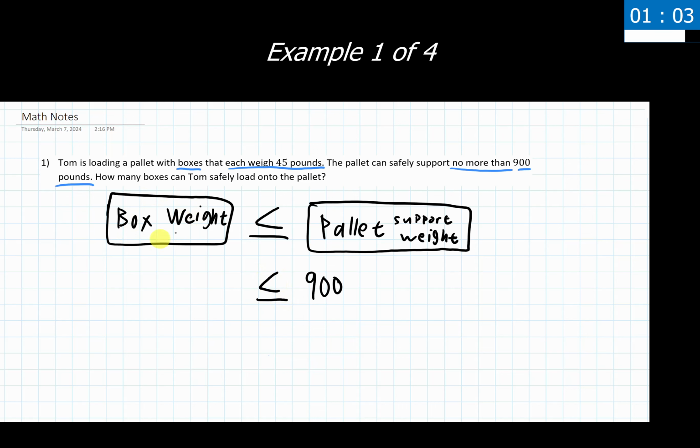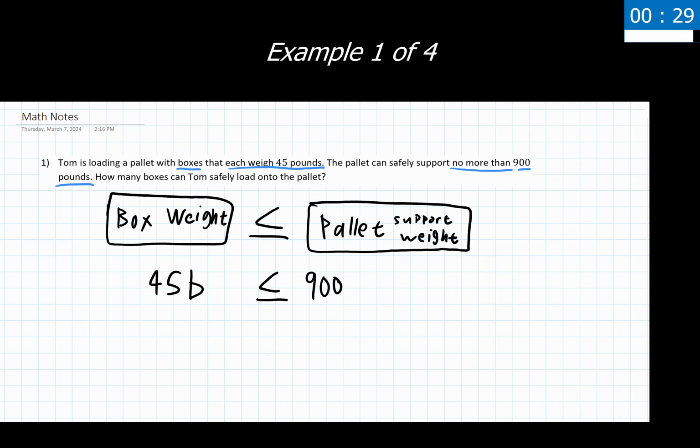What do I know about the box weight? Well, each box weighs 45 pounds. I'm asked how many boxes Tom can safely load onto the pallet, so I don't know the number of boxes, but I could determine the total box weight if I did know that. I could take the number of boxes, let's say that is B, and multiply by 45 pounds to give me the total box weight here. And suddenly I have an inequality written out, and I can go through and solve this thing.